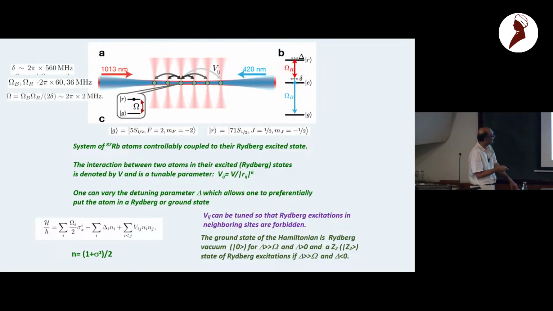So these three terms, the interaction term which gives you the interaction between these Rydberg atoms, the detuning term which tells you how easy or difficult it is to create a Rydberg excitation, and this term which creates a spontaneous coupling between the ground and the Rydberg state, are what determine the low energy effective Hamiltonian of this kind of system.